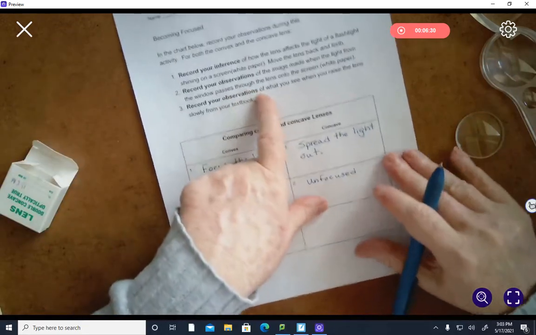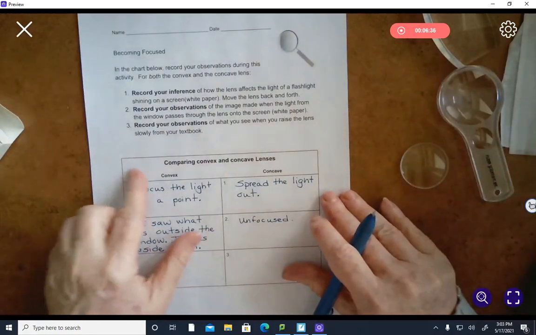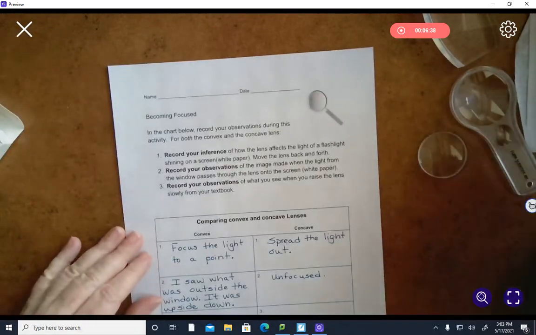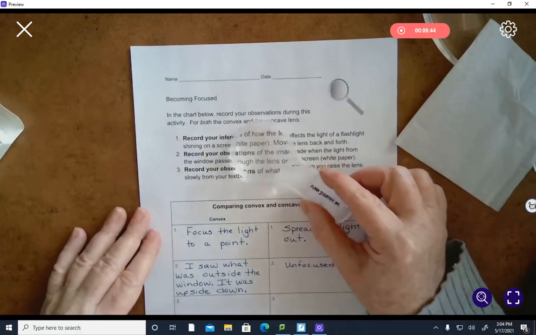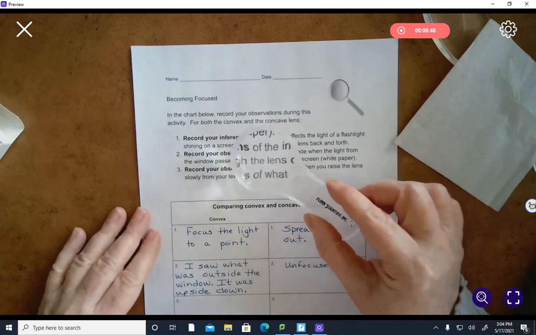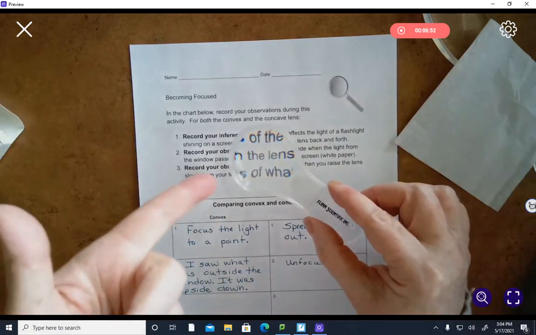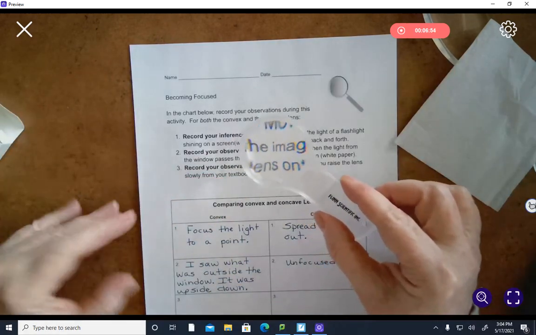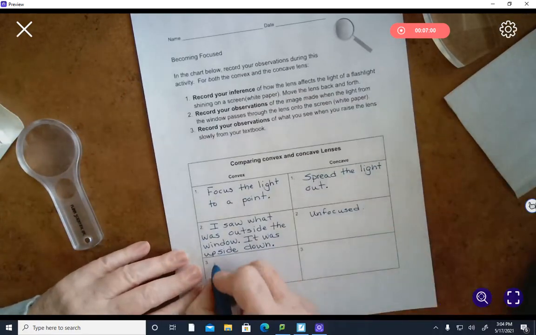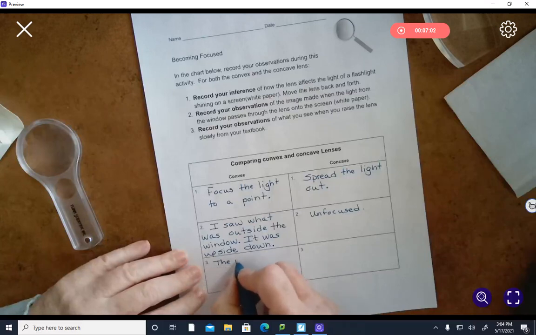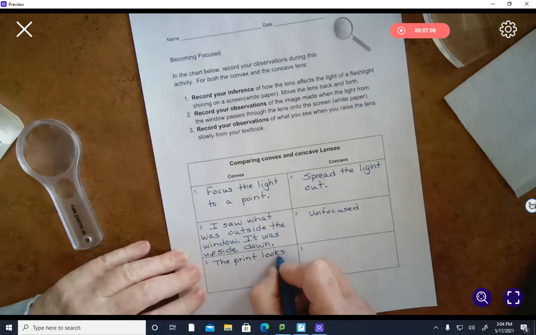And number 3, it says record what you see when you raise the lens slowly from your textbook. So let's take this, and as I go slowly upward, you can see that the print gets larger. So it must be bending the light for me to see that a little bit larger. So I'm going to say under convex, the print looks larger.